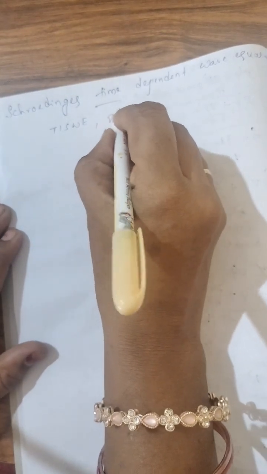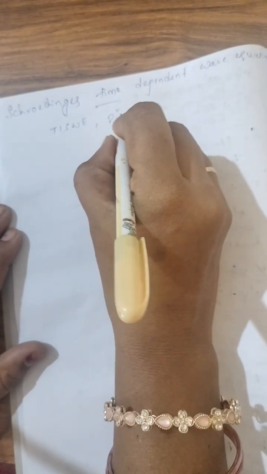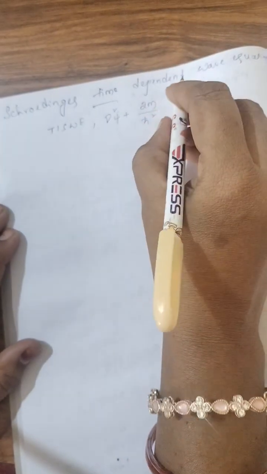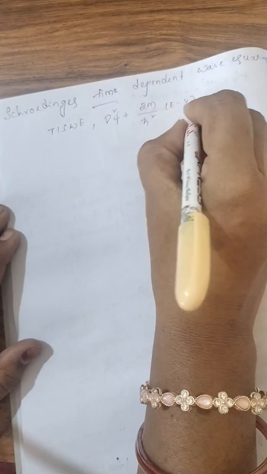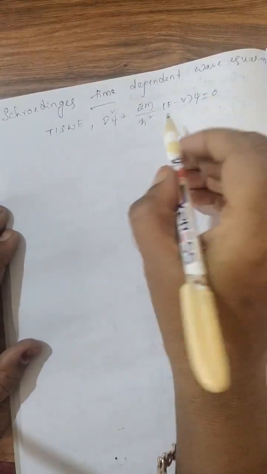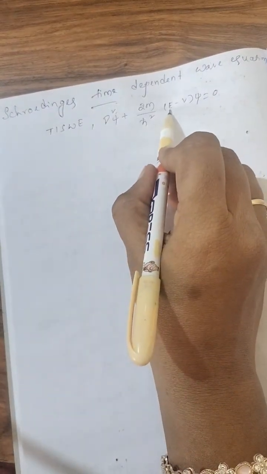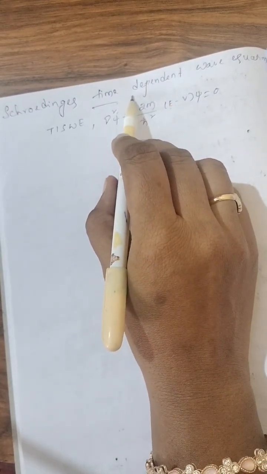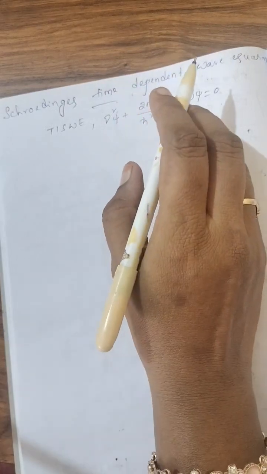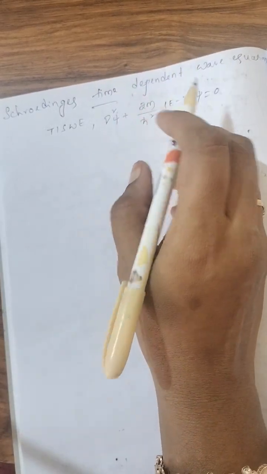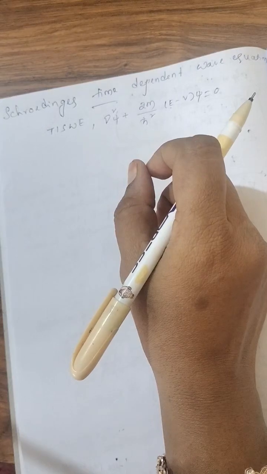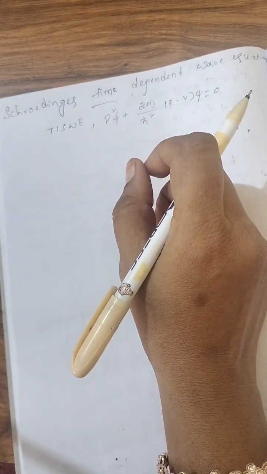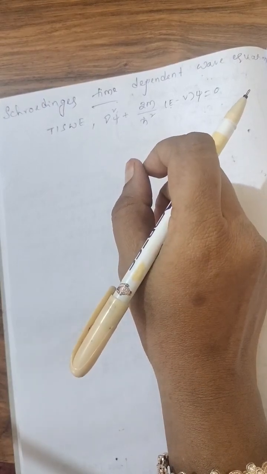What is that? Del square psi plus 2m by h square into (E minus V) into psi equal to 0. By eliminating this E, we will derive the time dependent wave equation. Right? Now for that, as usual, Schrodinger introduced the wave function to describe the behavior of the particle in quantum mechanics in terms of space as well as time.